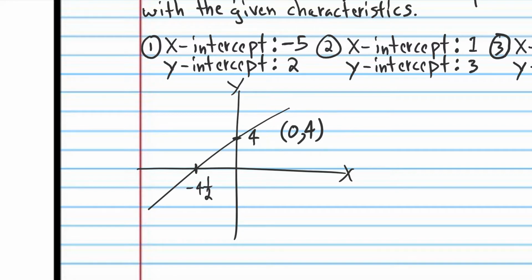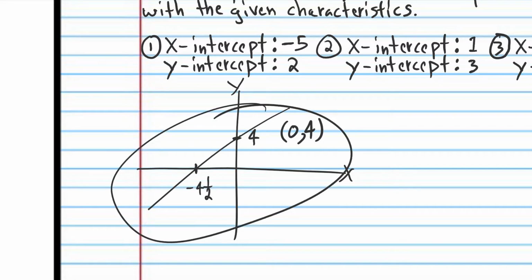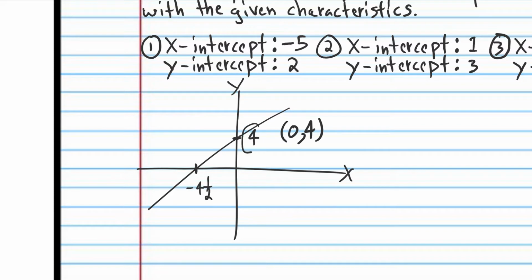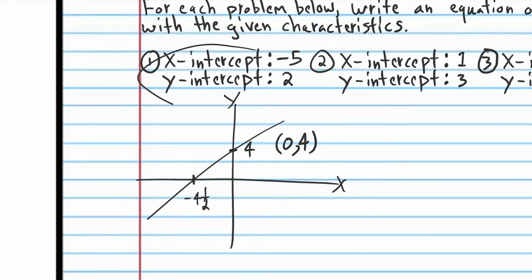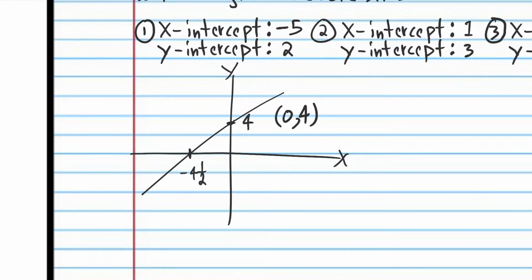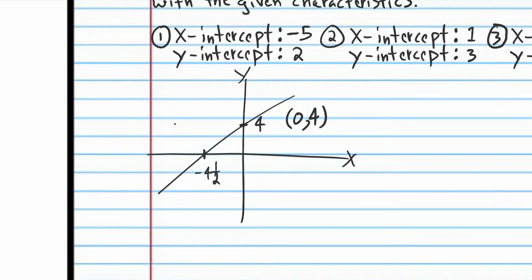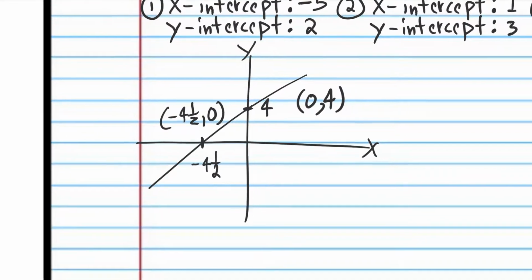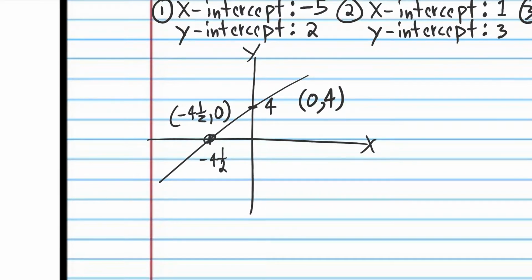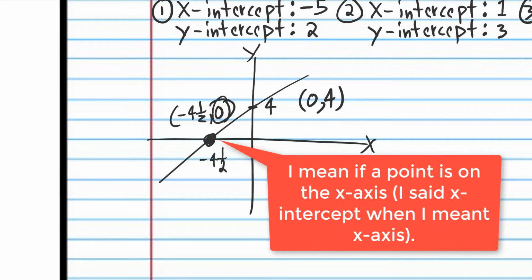So in this particular example, you can write the y-intercept as just a single number. You can say the y-intercept is 4, but you can also say the y-intercept is (0, 4). So again, this is just a different variety of these types of problems. And the x-intercept would be (-4.5, 0) because if a point is on the x-axis, then the y value must be 0.